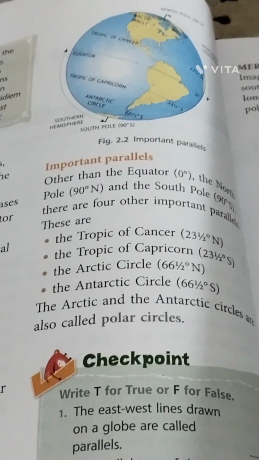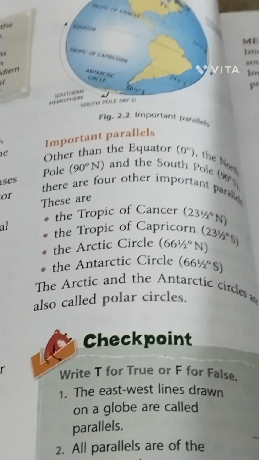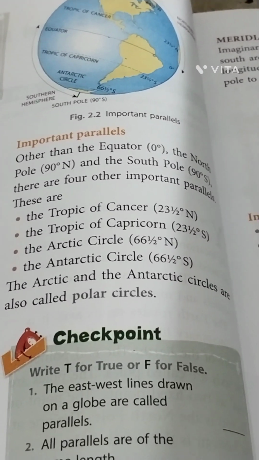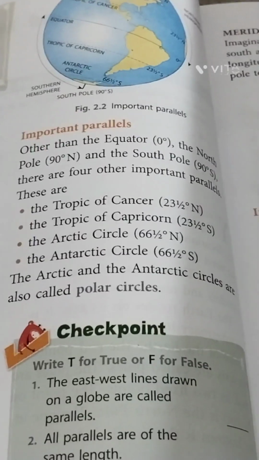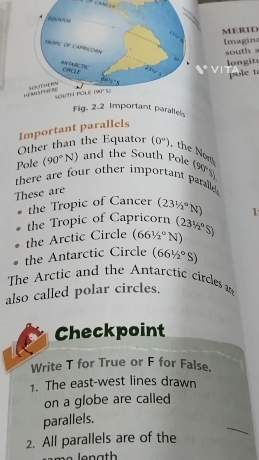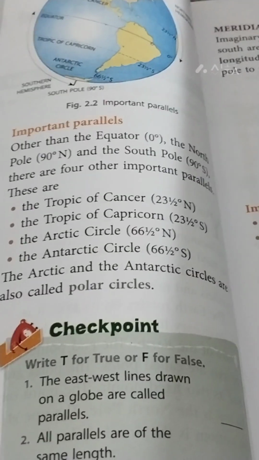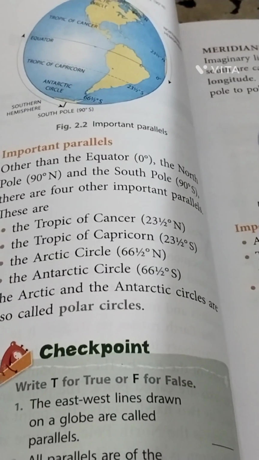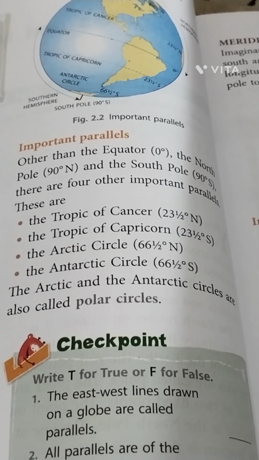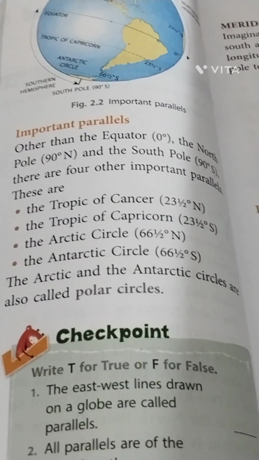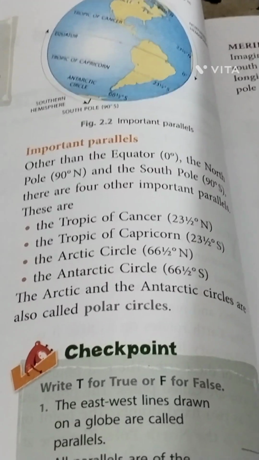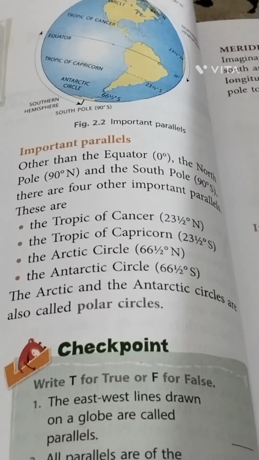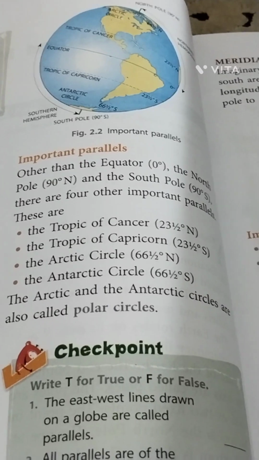Important parallels. Other than the equator 0°, the North Pole 90°N and the South Pole 90°S, there are 4 important parallels. These are the Tropic of Cancer 23.5°N, the Tropic of Capricorn 23.5°S, the Arctic Circle 66.5°N, and the Antarctic Circle 66.5°S. The Arctic and the Antarctic Circles are also called polar circles.